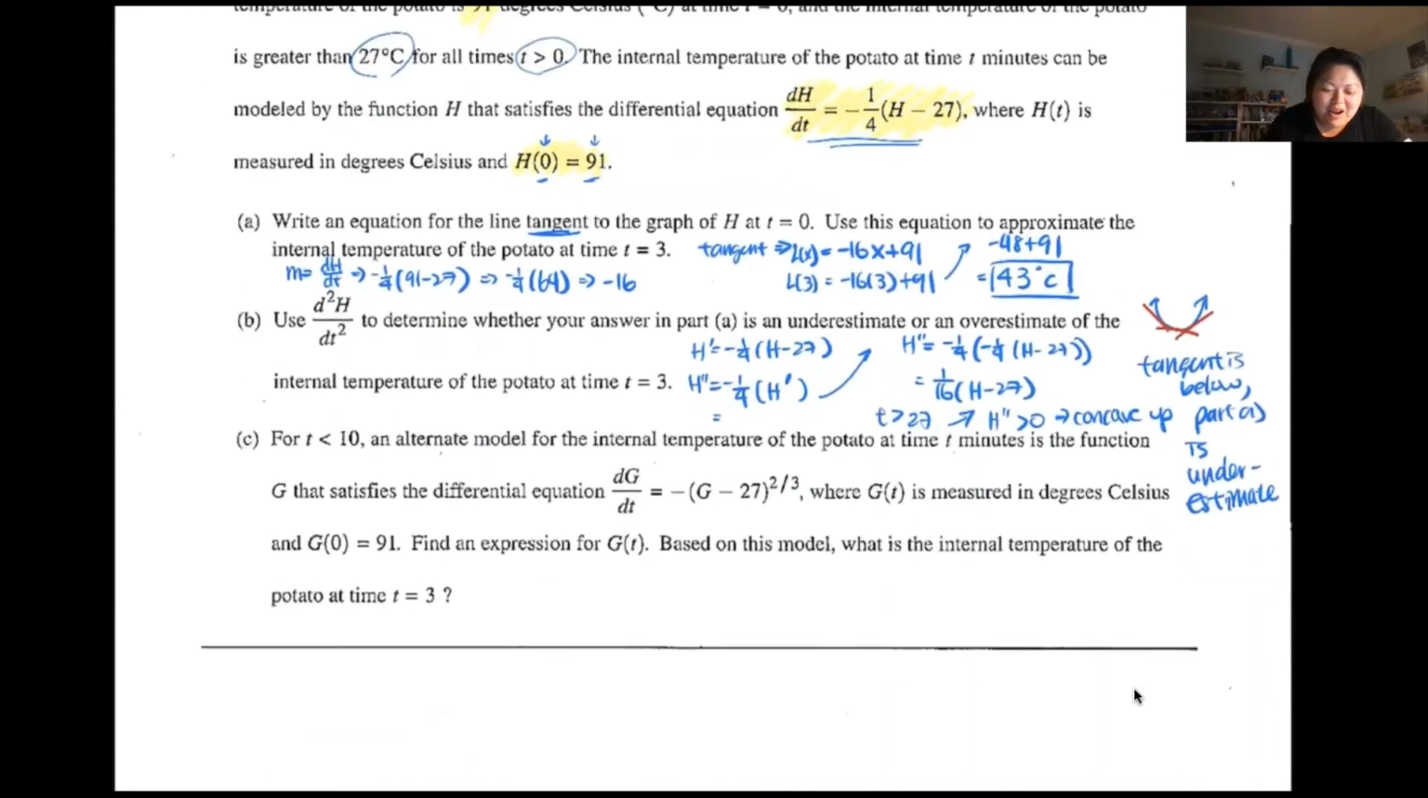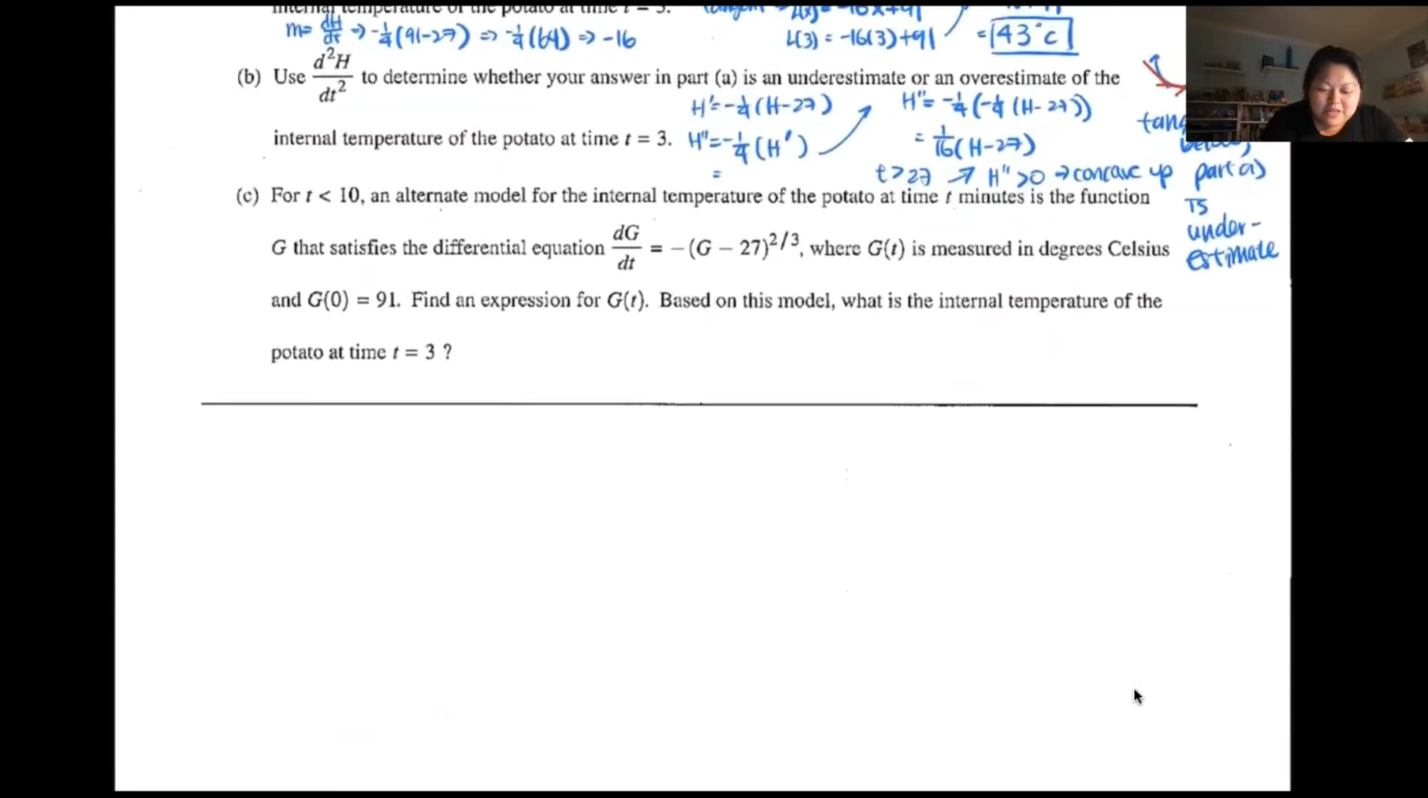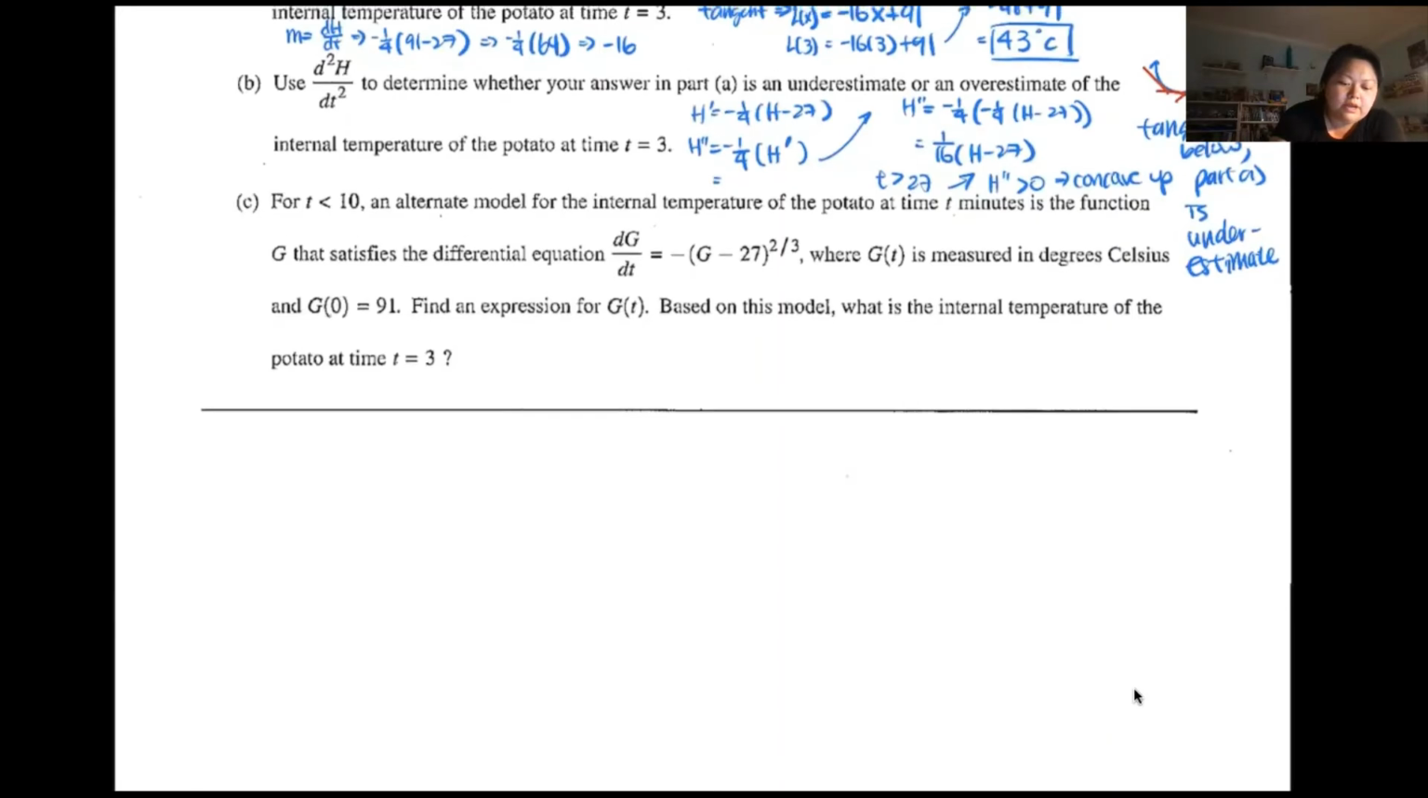Okay. All right. Lastly, for t greater than 0 and less than 10, an alternate model of the internal temperature of a potato at t minutes is this function g that satisfies the differential equation dg/dt equals negative (g minus 27) to the 2/3, where g(t) is measured in degrees Celsius and g(0) is also 91. So those are your initial conditions right here. Okay, find an expression for g(t) based on this model. What is the internal temperature of the potato at t equals 3?